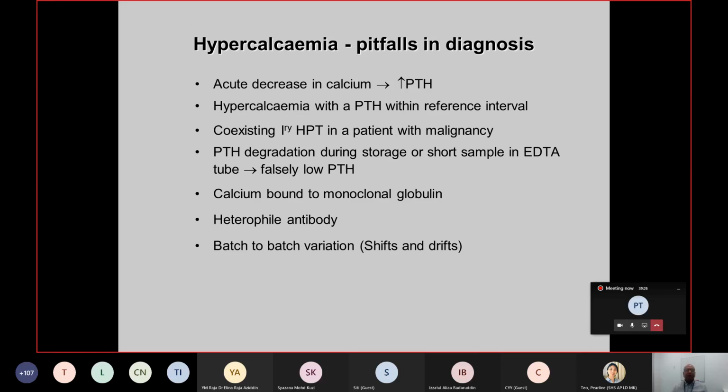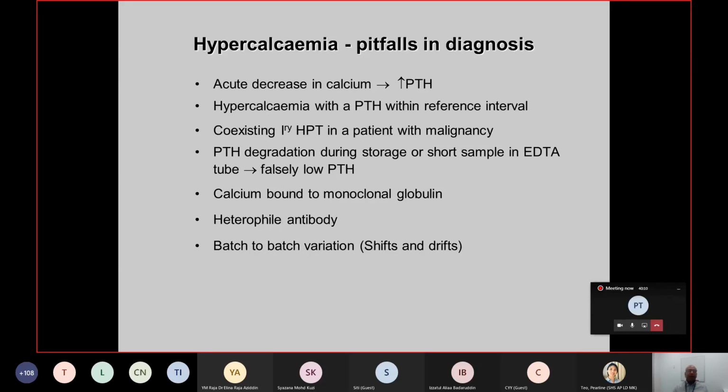A few other pitfalls to consider when diagnosing the cause of hypercalcemia: acute decrease in calcium can increase the PTH. So if someone presents with hypercalcemia with a suppressed or low normal PTH, and the patient is immediately treated with fluid, usually they're rehydrated because they're often dehydrated, and then they're given bisphosphonates to decrease their calcium, the PTH can unsuppress acutely. So the measurement should be done before starting treatment or when the patient has stabilized.